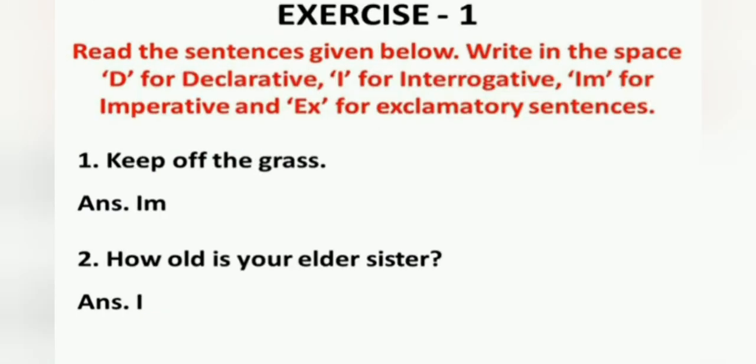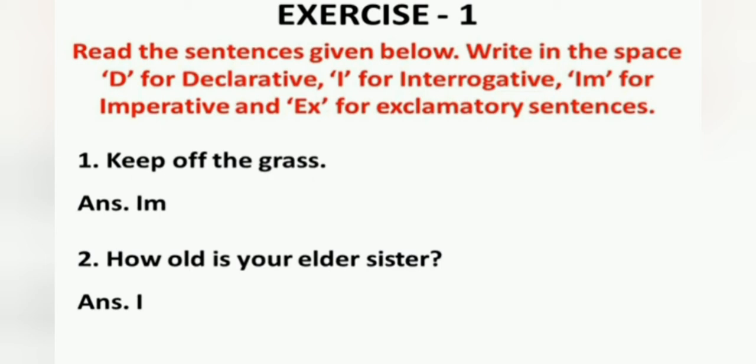Now it's time to do some exercises. Exercise 1. Read the sentences given below. Write in the space D for declarative, I for interrogative, IM for imperative, and EX for exclamatory sentences. Number 1. Keep off the grass. You can see here we have full stop at the end, and this sentence shows us an order, and that's why it is an imperative sentence, and we have to write here IM.